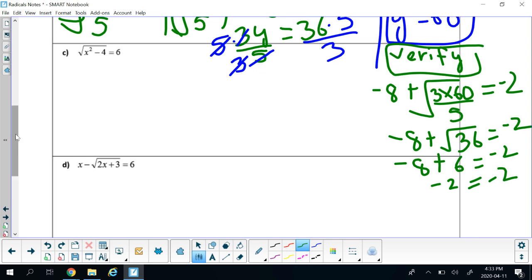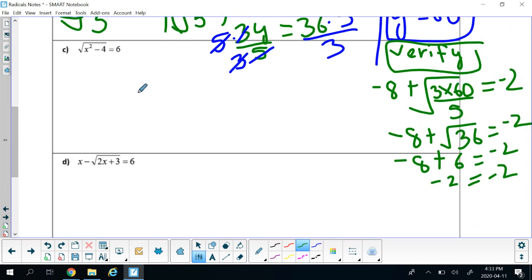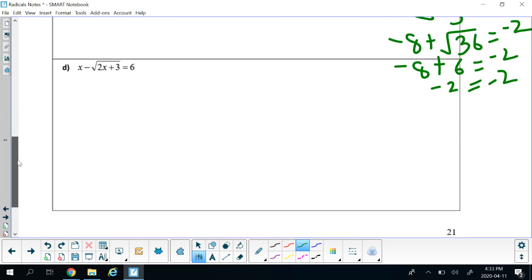Okay, let's do part D. I'm going to skip part C because part C is quite simple. Okay, I'm going to do part D with you. So here, we have to find our restriction first. So our restriction will be only on this radicand here. Okay, that is square root of 2x plus 3.